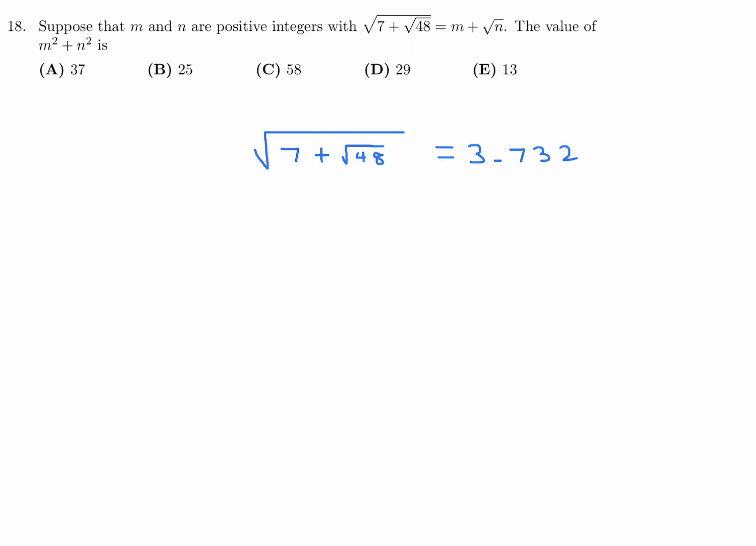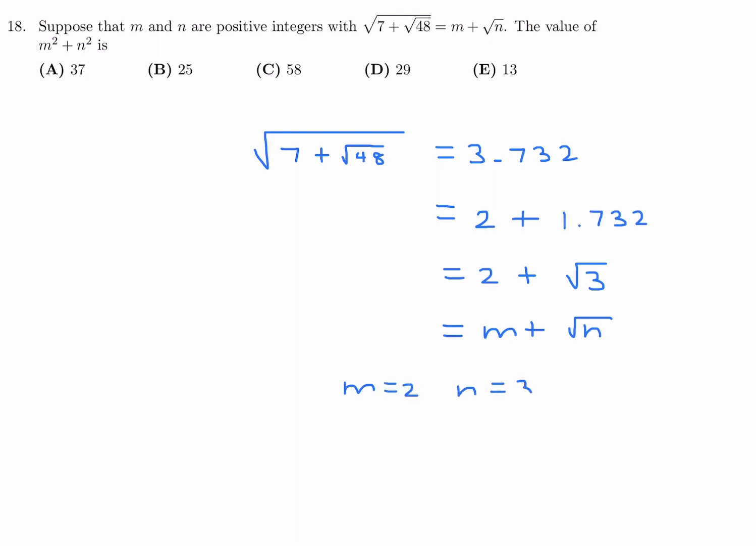3.732. Now, this looked very familiar to me because it's 2 plus 1.732. And those of you who have been doing math for a long time will recognize this to be root 3. So that is m plus root n. And that's really all there is to it. So that means m is 2 and n is 3. So m squared plus n squared would be 2 squared plus 3 squared, and that is 4 plus 9, which is 13. So number 18, the answer is E.